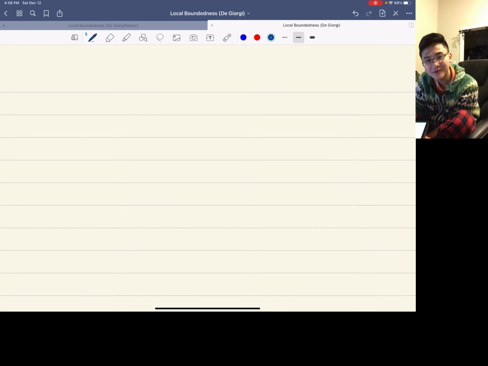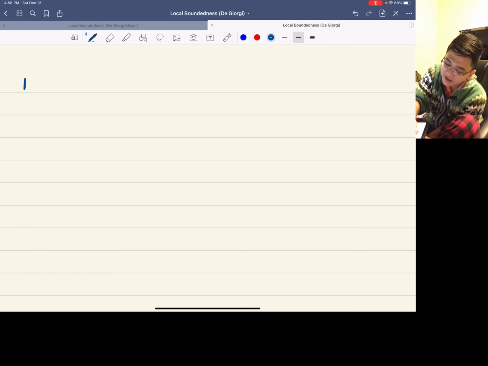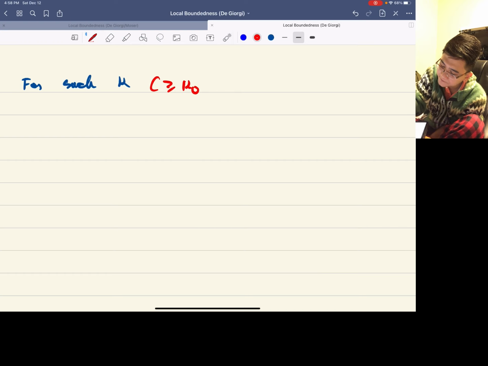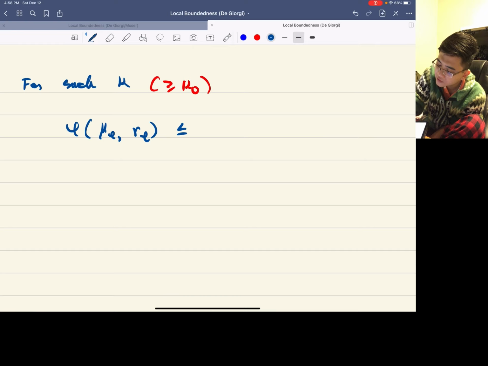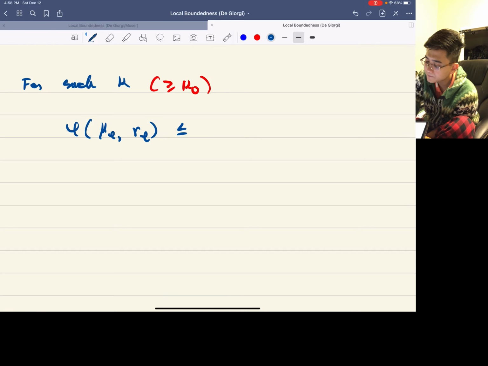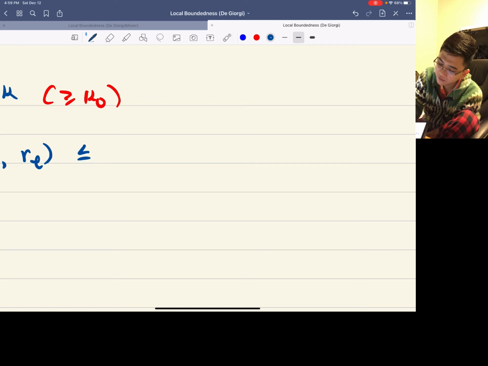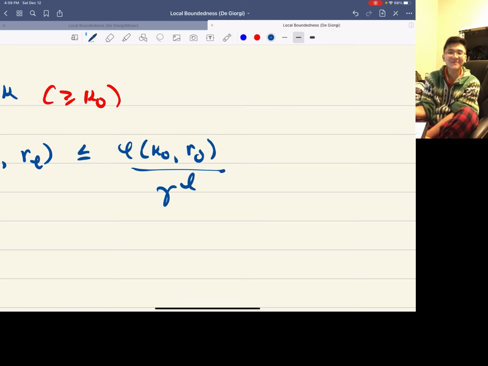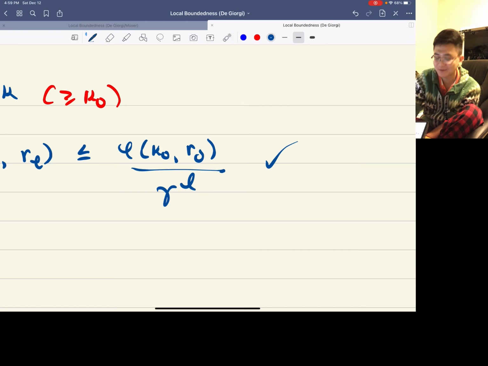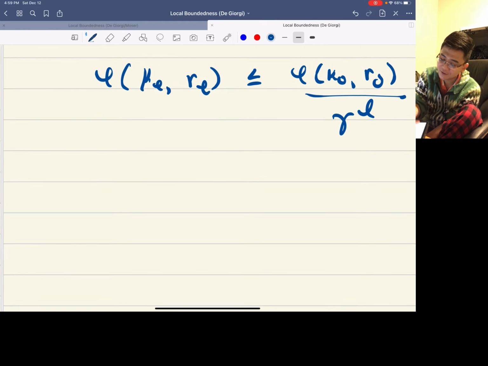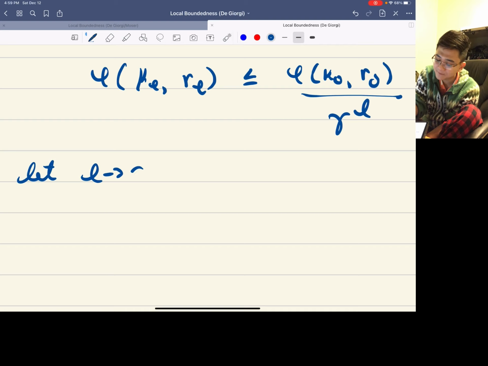Okay, so for such a K, note that that is going to be bigger than K0. You have that phi of KL RL is less than or equal to, so for such a K, this thing is going to be less than 1. Okay? And then now you have phi of K0 R0 over gamma to the L, which is what we want to show. So now with this, what you do is let L tend to infinity.